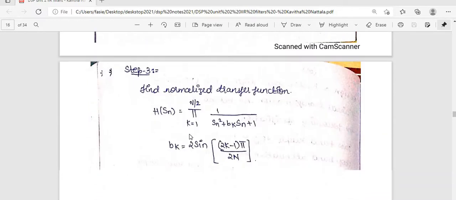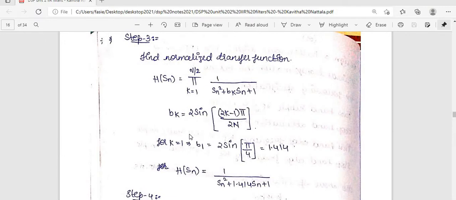Next, we have to find the transfer function, right? N is even, so we substitute k equals 1 to n by 2, that means 2 by 2, which is 1. So we get only one term. What is the k value now? 1. So 2 into 1 is 2, minus 1, so 1. So 1 pi by 2N. What is the N value we got, students? Capital N, the order, is 2. If you substitute that, we get 1.414.